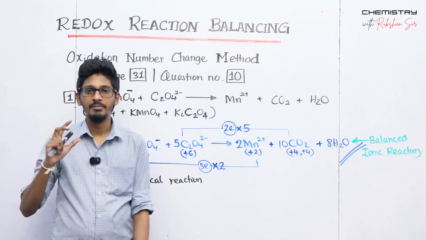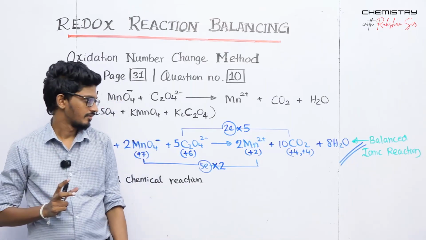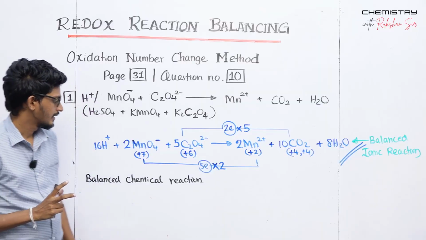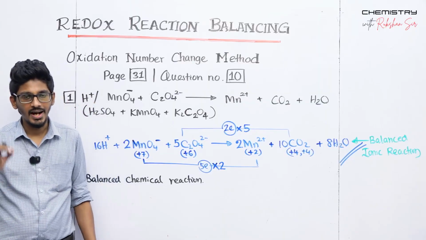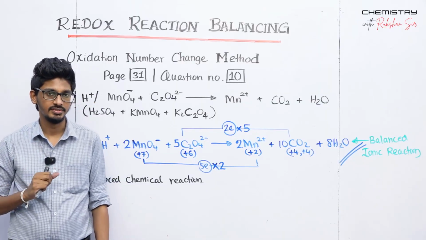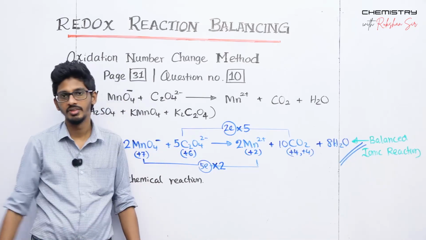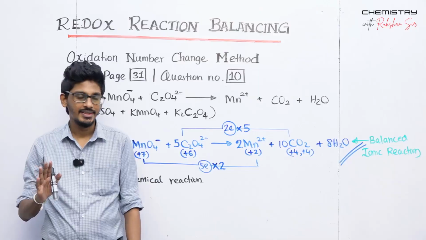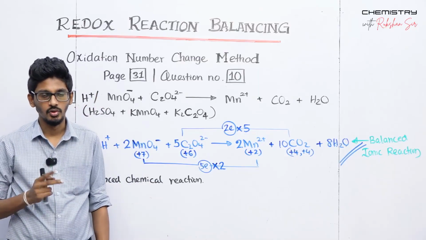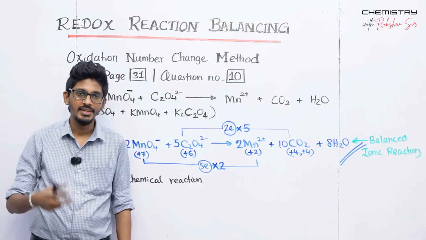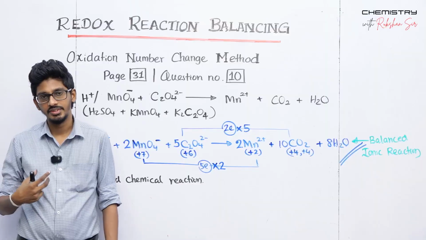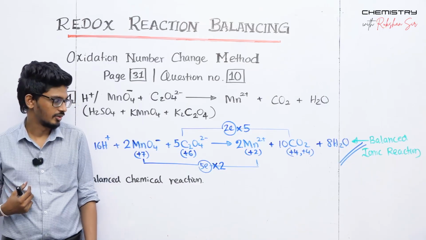When thinking of a balanced chemical reaction, there cannot be any ionic species there. When you are supposed to convert the balanced ionic reaction to the balanced chemical reaction, you can't have any ions there. All the ions should be converted to uncharged species, chargeless species, right? Let's try to do that thing.